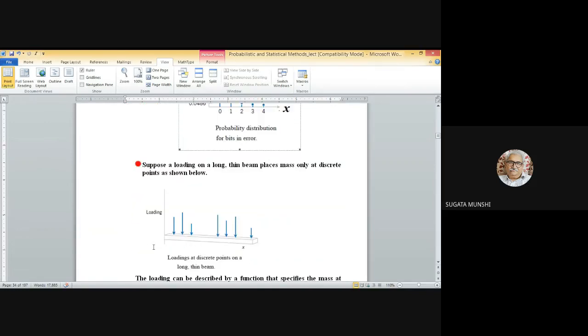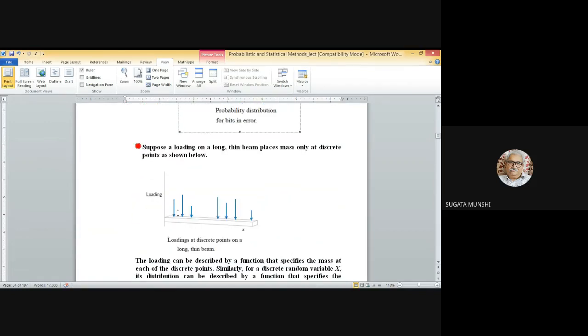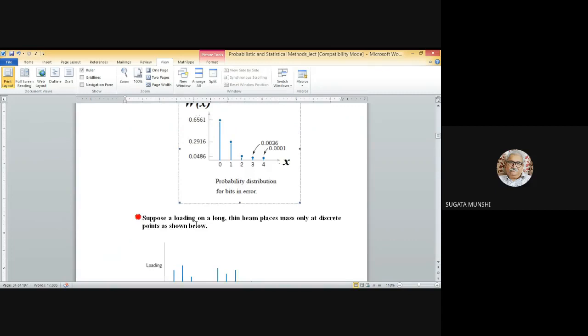This has resemblance with what I have already stated, that there is a beam supported at one end maybe, and these are loads or masses impressed at discrete points. So this figure and that figure, they are very similar.